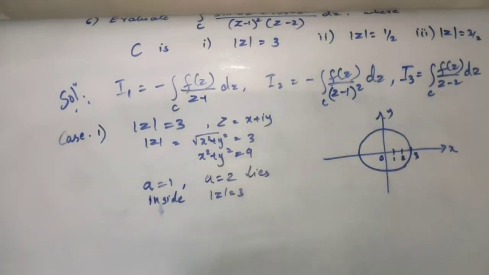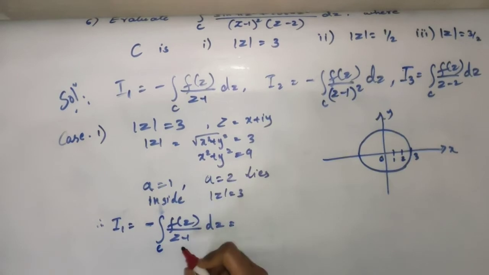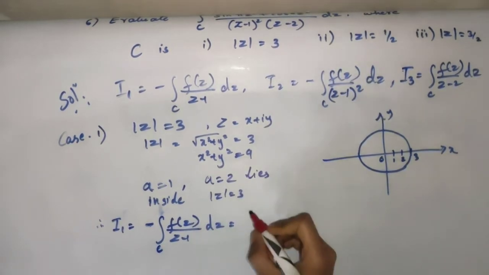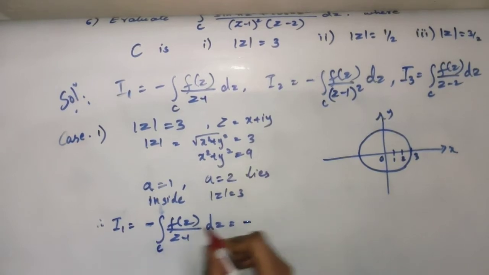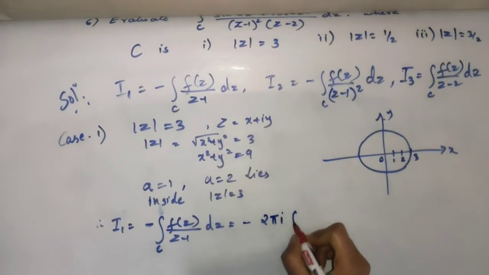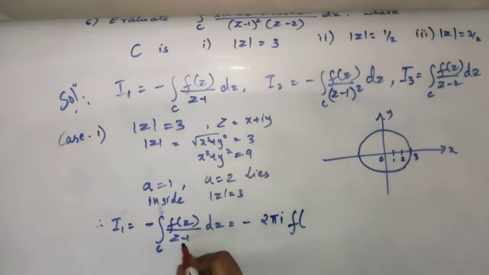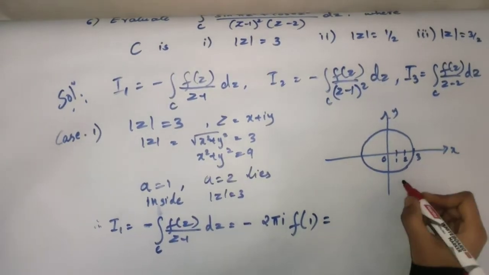Therefore, I1 is equal to minus integral over the curve C of f of z divided by z minus 1 dz. By Cauchy's integral formula, the minus sign stays as it is, and this integral as per the formula is 2 pi i into f of a. Look at the denominator, a is 1. Since it is lying inside the curve, that is also satisfied. So what is f of 1? We have f of z.